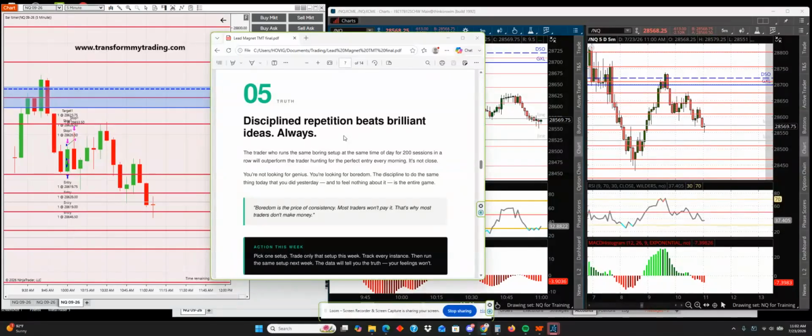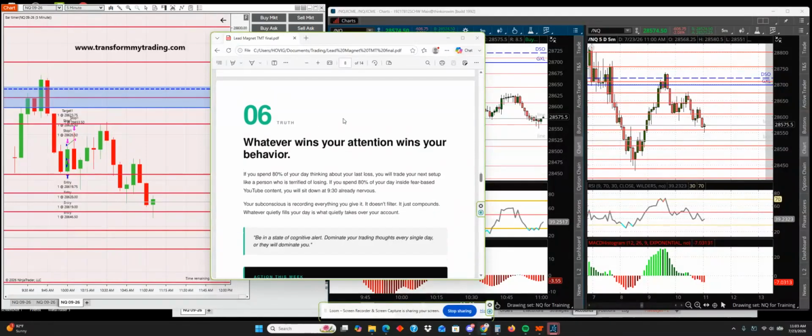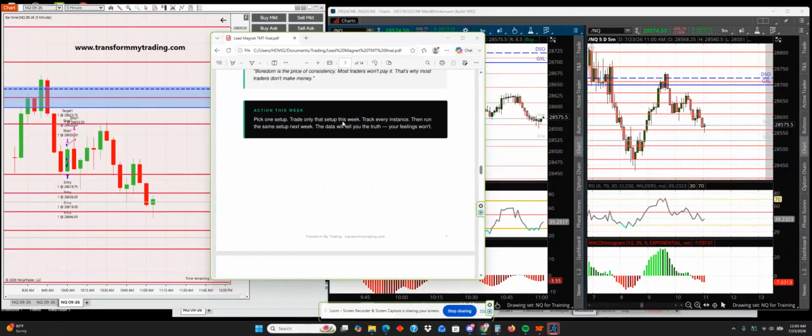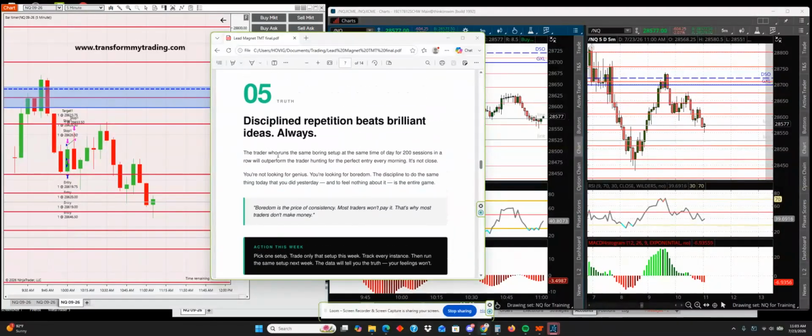So tomorrow, pick one setup. Trade only that setup. Track every instance, then run the same setup next week or next day. The data will tell you the truth. Your feelings won't. Okay, so pick one setup and focus on that, creating the disciplined repetition based on that setup. We've got 6 to 10, and we'll cover those tomorrow in the next video. I don't want to make this too long.